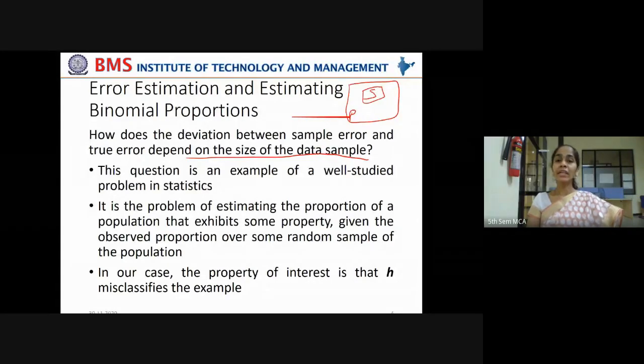Now how does the deviation between sample error and the true error, means the difference between the sample error and the true error, depend on the size of the data sample? Does the size of the data sample have any effect on the difference between this sample error and the true error? Let us see. Now this question is an example of a well-studied problem in statistics. This is of interest. Why?